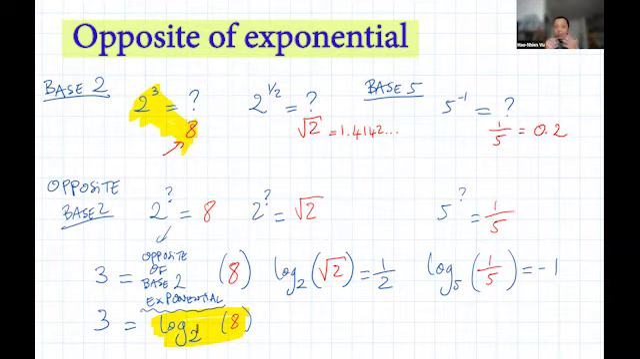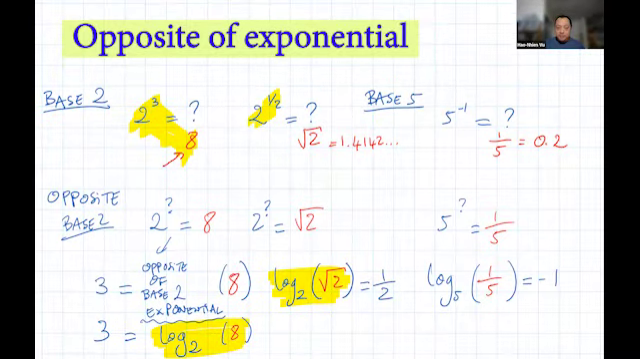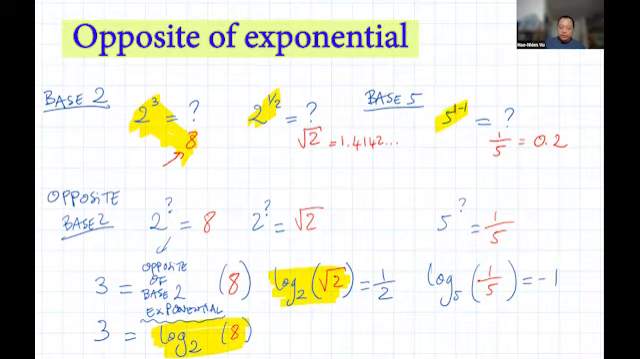Second example, the 1/2 used to go with the base 2 in exponential. By the time I rewrite as logarithm, it's the square root of 2 that goes to the base 2 as logarithm. Third example, the negative 1 used to go with base 5 in exponential. Now the 1/5 goes to base 5 in logarithm, and vice versa. 1/5 used to be the answer, and when things got switched, negative 1 is the answer. So the relationship between exponential and logarithm is that the numbers switch places. Whatever number used to go with the base in one form, it becomes the answer in the other form.